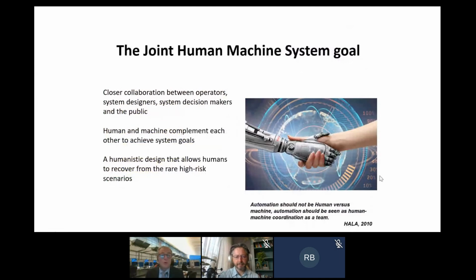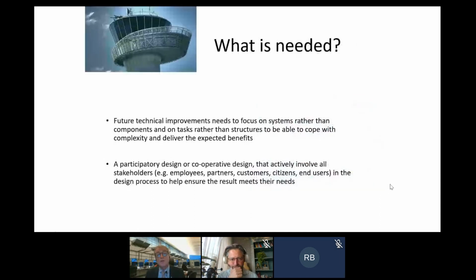What are the goals of the joint human-machine system, if you wish? It's a closer collaboration between the operators, system designers, system decision makers, and the public. The human and machine complement each other to achieve system goals, and a humanistic design that allows humans to recover from the rare high-risk scenario. So again, the automation should not be human versus machine, but the automation should be seen as a human-machine coordination as a team. What is further needed?